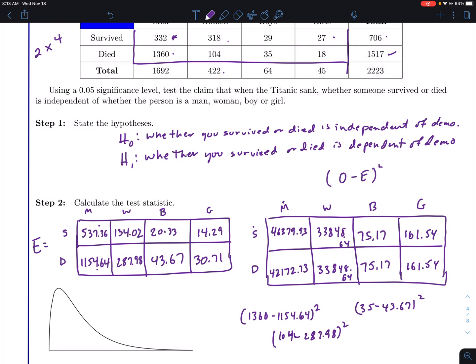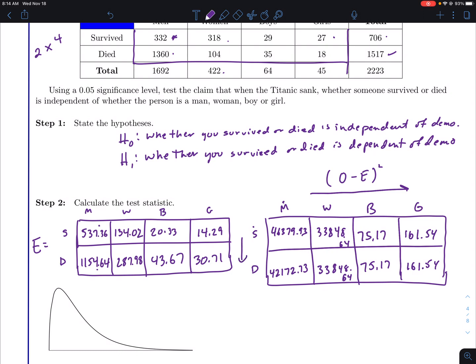So now the goal is we have to sum all these together. Now that we've got it in table form, you can sum straight across, boys, girls, and then sum each of these down and add them together over here to get our grand total. So I'm going to add across the top first, the survived. So I've got 46379.93.